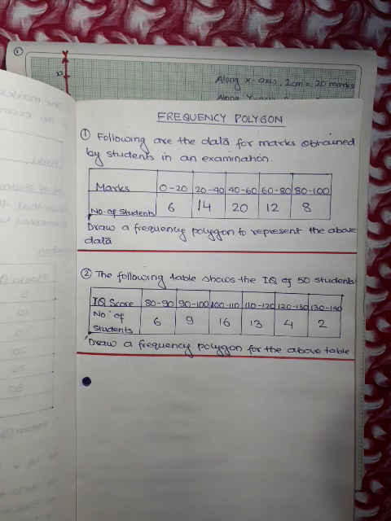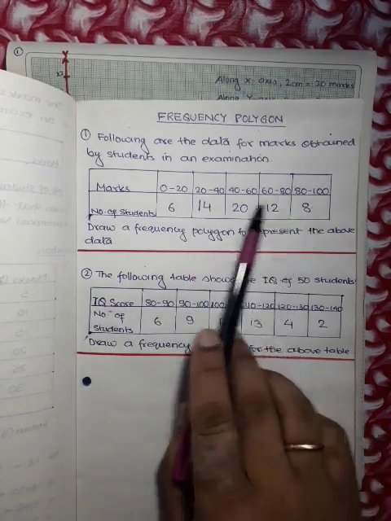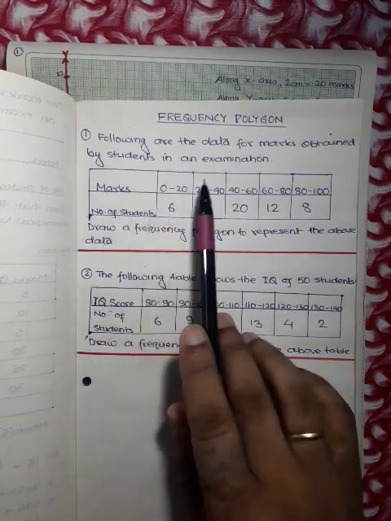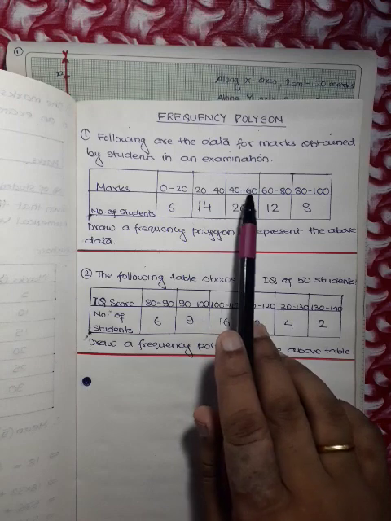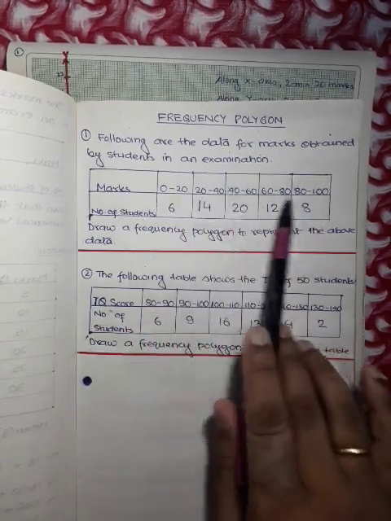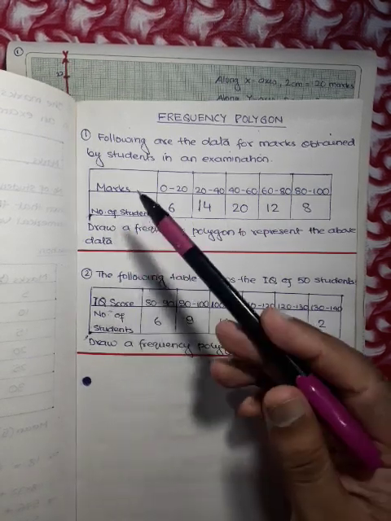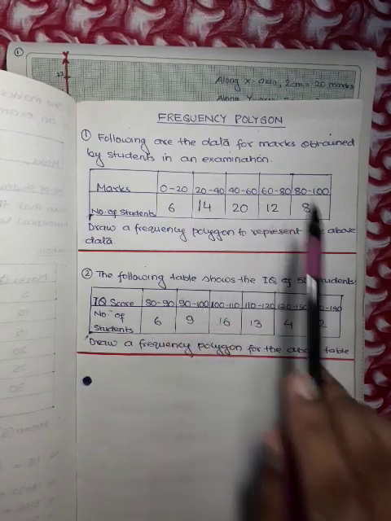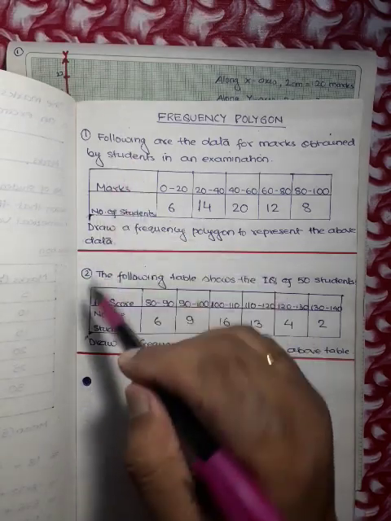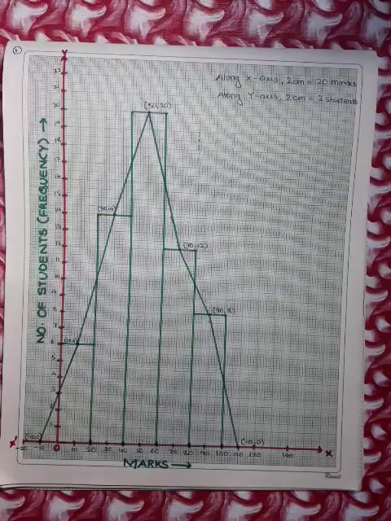Here the number of students is varying, which is known as the frequency. And these grouped marks, 0 to 20, 20 to 40, 40 to 60, 60 to 80, 80 to 100, are nothing but the class intervals. So we must draw the number of students along the y axis and marks or class interval along the x axis.